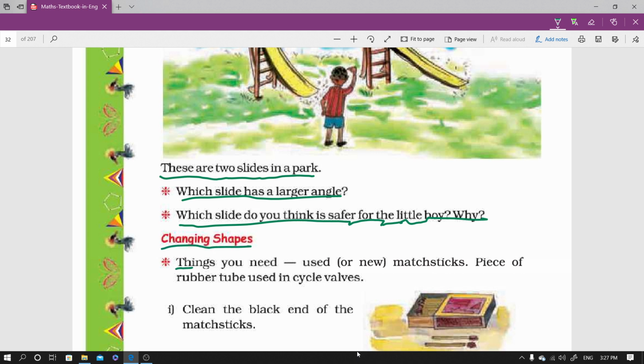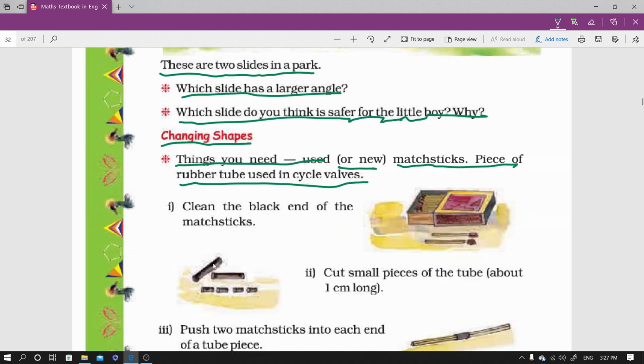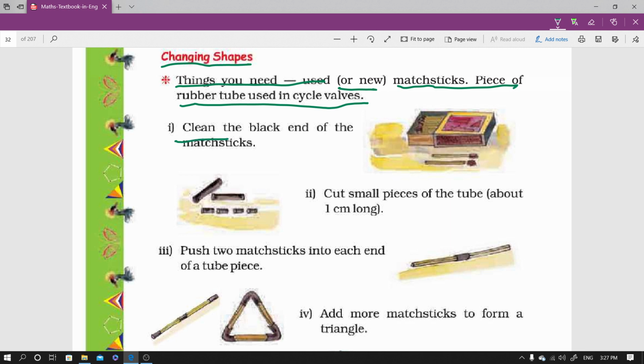Changing shape. You need matchsticks and pieces of rubber tube used in cycle wheels. Clean the black end of the matchsticks. Cut small pieces of the tube about 1 cm long. Push 2 matchsticks into each end of a tube piece.